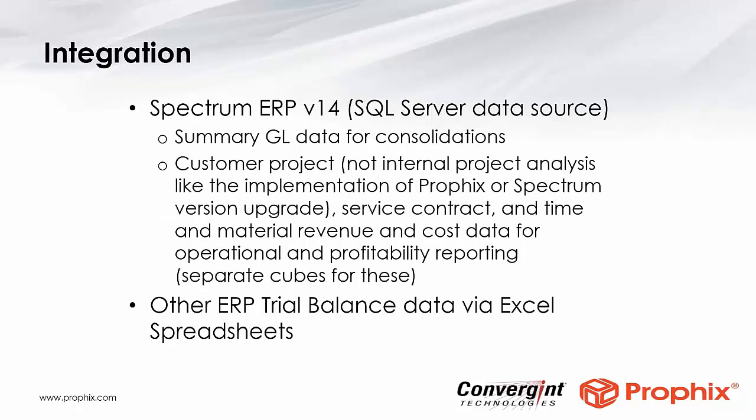So from an integration standpoint, the picture that Tommy had in the first slide or so, we have a bunch of different integration points from our Spectrum ERP, where we're pulling summary level GL data for the consolidation, and the customer project information. We don't do our internal projects like the implementation of Profix or a Spectrum upgrade. It's all the customer-facing projects. And then the service contracts and time and material based data that we have with our customers. And then we pull in the other data via trial balance exports from those source systems.